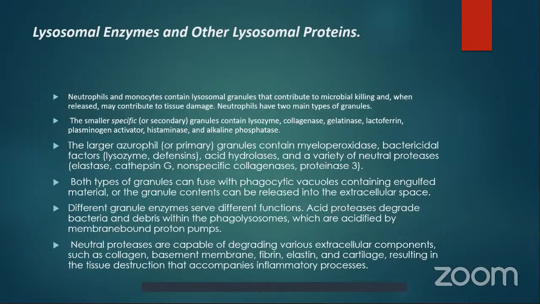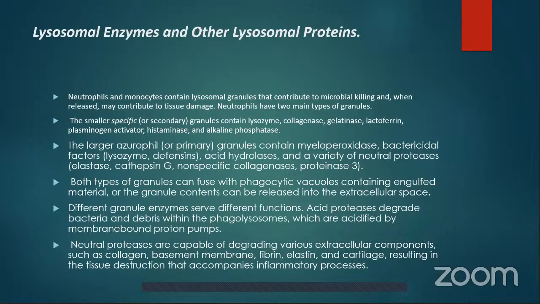They contain myeloperoxidase, bactericidal factors, lysozyme, defensins, acid hydrolases, and a variety of neutral proteases such as elastase, cathepsin G, non-specific collagenases, and proteinase 3. Both types of granules can fuse with phagocytic vacuoles containing engulfed material, or the granule contents can be released into the extracellular space. Now, different granule enzymes serve different functions.